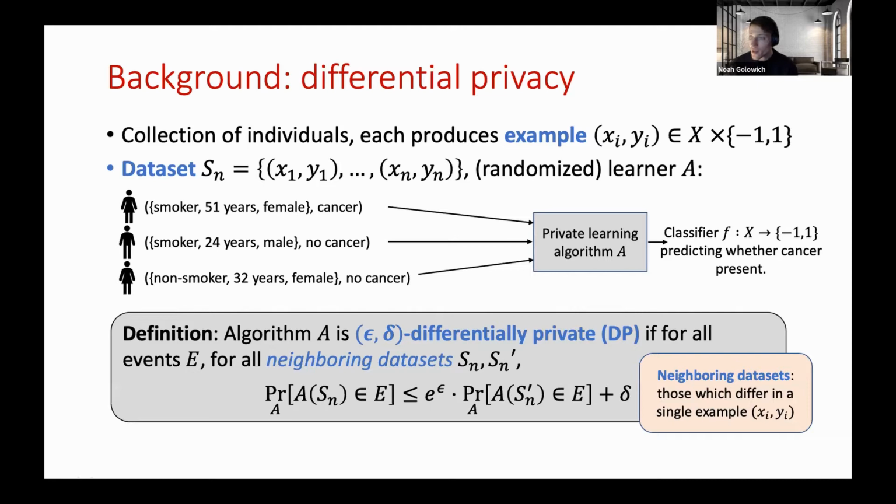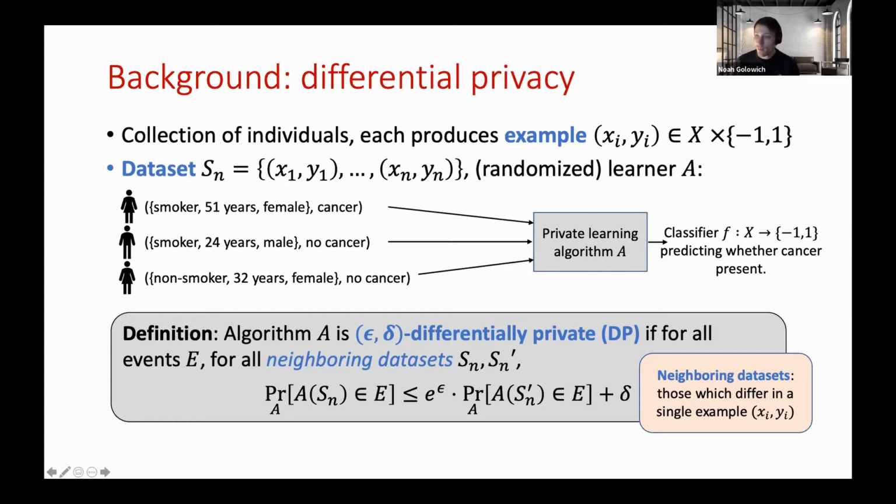And the main requirement on this algorithm, from the perspective of privacy, is that it satisfies differential privacy. And here's the definition of differential privacy. We say that an algorithm A, which is a randomized algorithm, so it outputs a random classifier, is epsilon-delta differentially private if the following holds. We want a certain property to hold for all pairs of neighboring data sets, Sn and Sn prime. And by neighboring data sets, I mean data sets which differ in a single example (xi, yi). So you basically take one user in the medical study and you replace them with some other user.